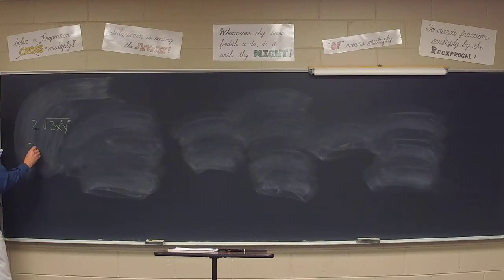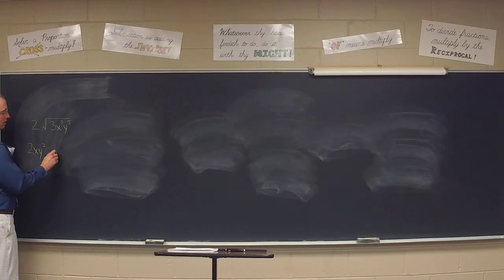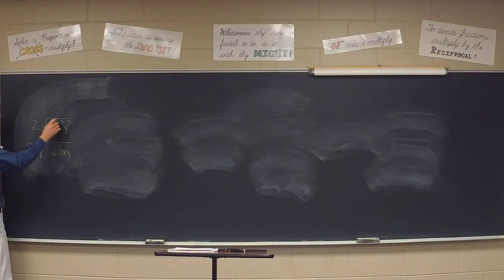2x times the square root of 3xy. There we go. 2 goes into 3 one time with 1 left. 2 goes into 5 2 times with 1 left. Don't even worry about the 3. There's our answer. Did we get that for number 9?